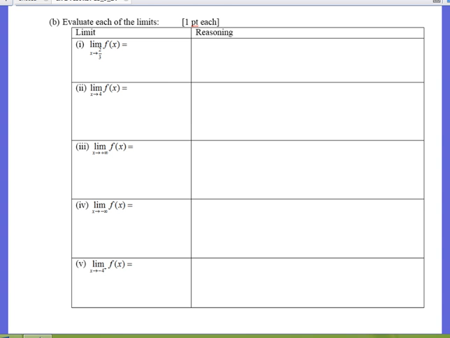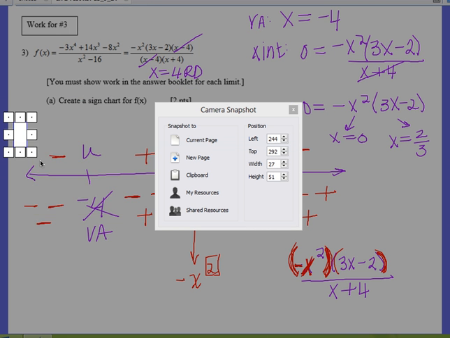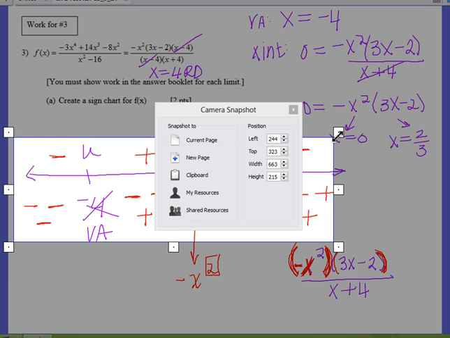Now I need to evaluate each of the limits, and what I'm going to do is make this a little bit smaller and actually copy over my sign chart because I am going to need it. I'm also going to copy over the question in a moment. Let's try to get as much of this as possible without too much mess. Let's try that.